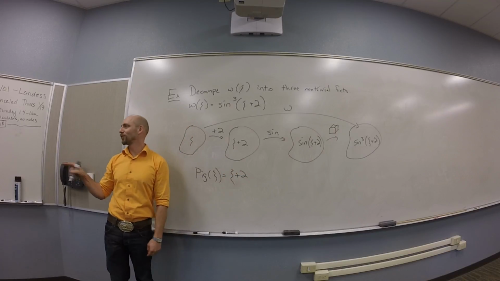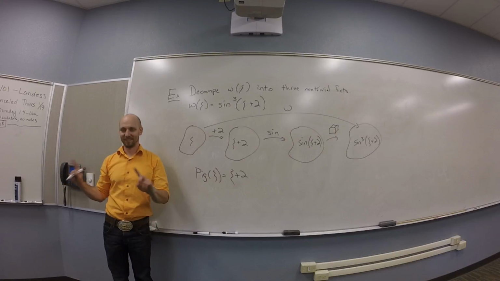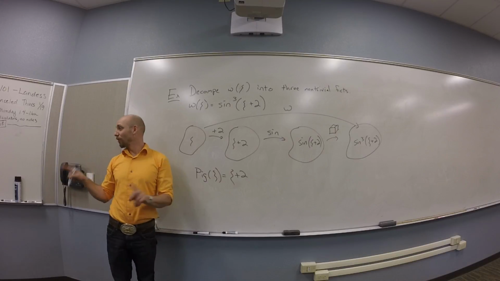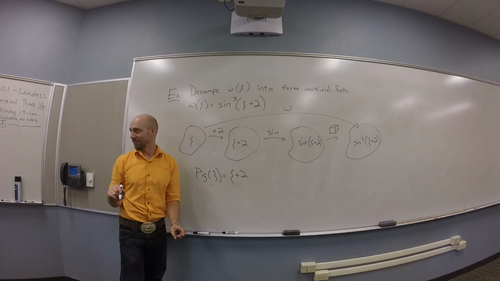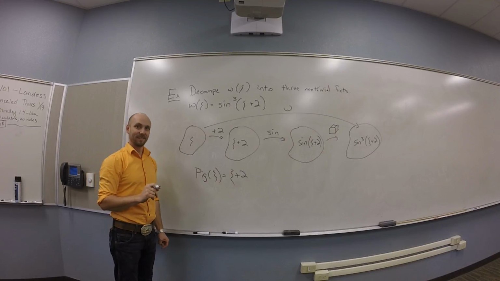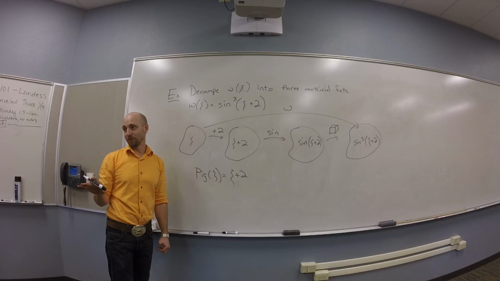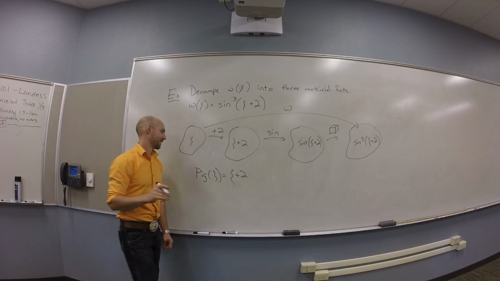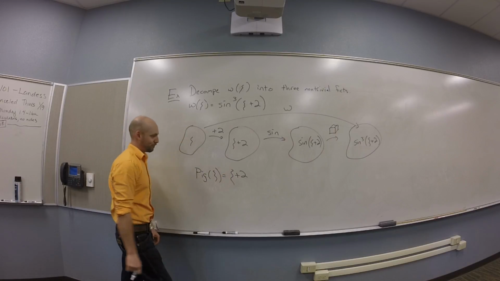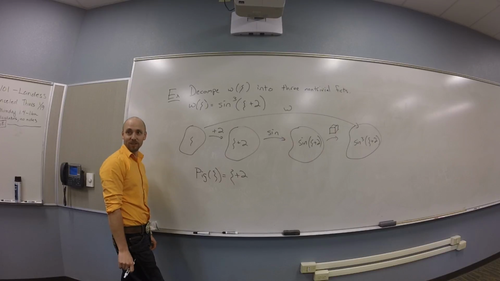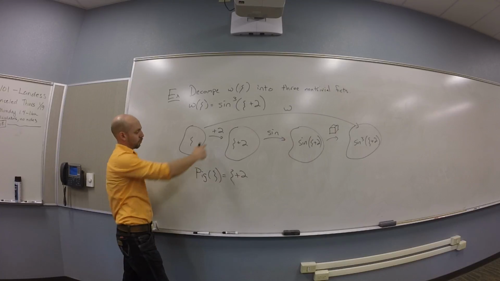Don't name functions names that are already taken. Also don't name them c, because that looks like a parenthesis. Definitely don't give your functions numbers for names. So I'm going to call this pig of psi is psi plus 2.